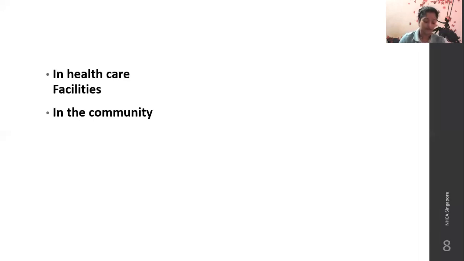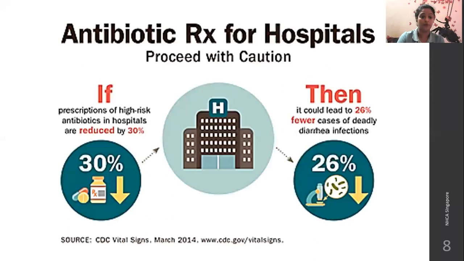In community, what is happening? Community antibiotic use is also very high. If you go to a pharmacy store and you ask for an antibiotic, they will most likely not ask for a prescription. They will directly sell you the antibiotic drugs. So because of this, community acquired infection and community acquired multi-drug resistant infection is also very prevalent. So this is what we are facing as of now.